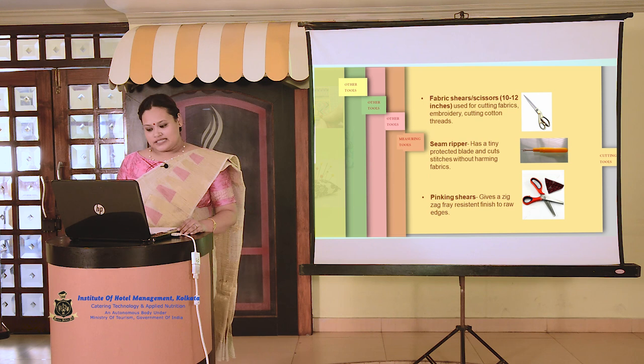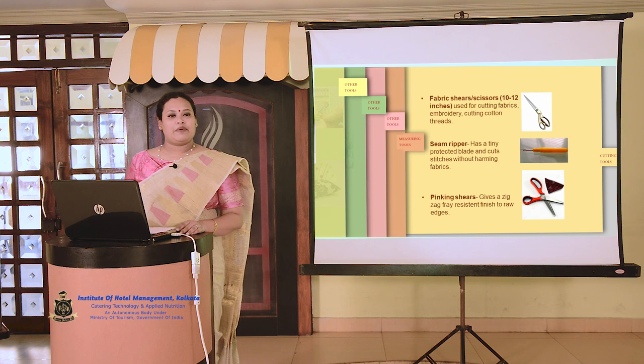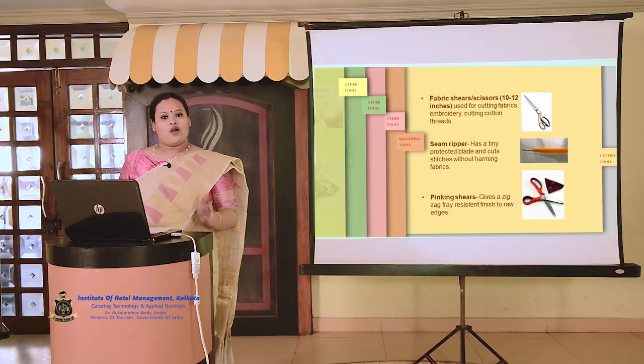The next equipment that we talk about is called a pinking shear. A pinking shear is a scissor which has serrated edges and it helps give a zigzag, fray resistant edge to the fabric, also a zigzag pattern to the fabric edges.